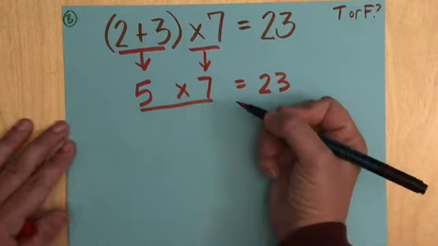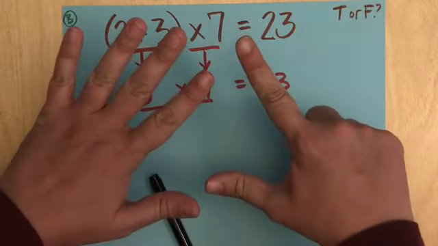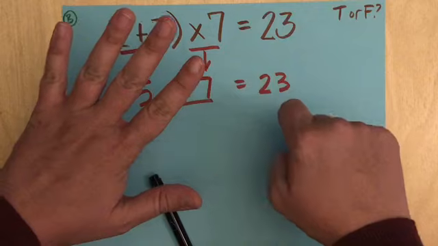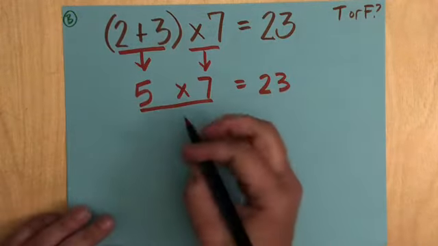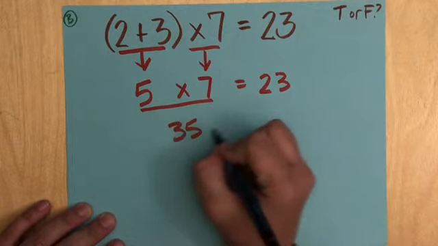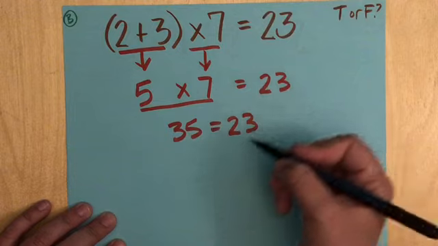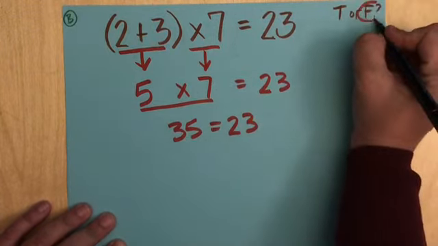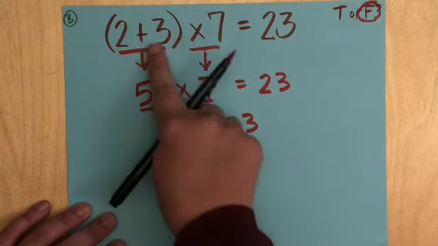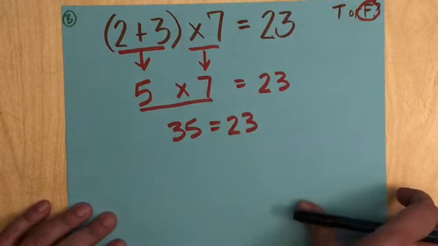What is 5 times 7? So 5 times 7, let's get your 7 fingers up. 5, 10, 15, 20, 25, 30, 35. 35 equals 23. Is that true or false? Well, where I come from, it is false. So we would say that this number sentence here is false. It is telling you some mathematical lies.